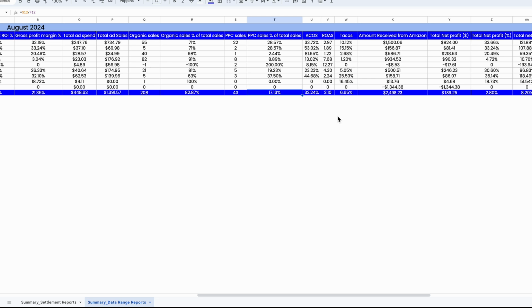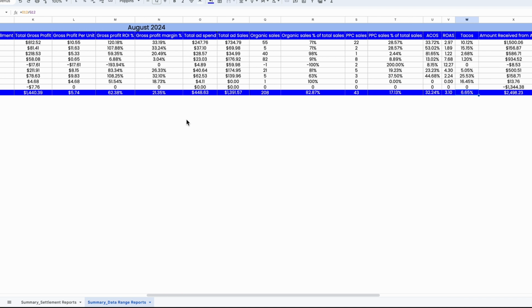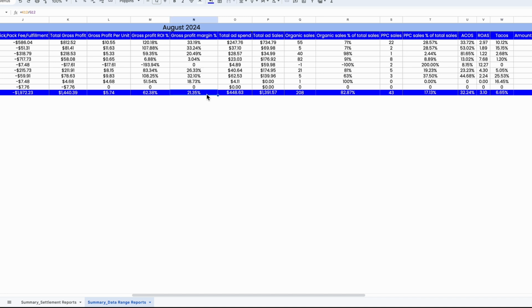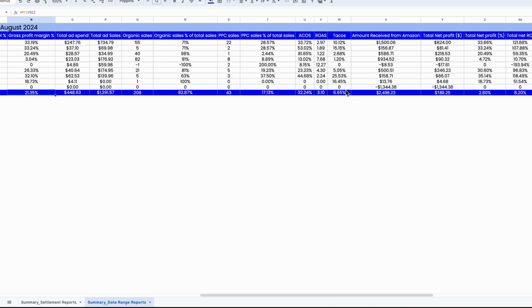I believe they are managing their ads well. They've got an ACOS of 32.24% and a ROAS of 3.1, which is great. They've got a TACOS of 6.65, which is amazing, isn't it? Now remember, they've got a gross margin of how much? They've got a gross margin of 21.35% and they've got a TACOS of 6.25%. So they should be making money, isn't it?